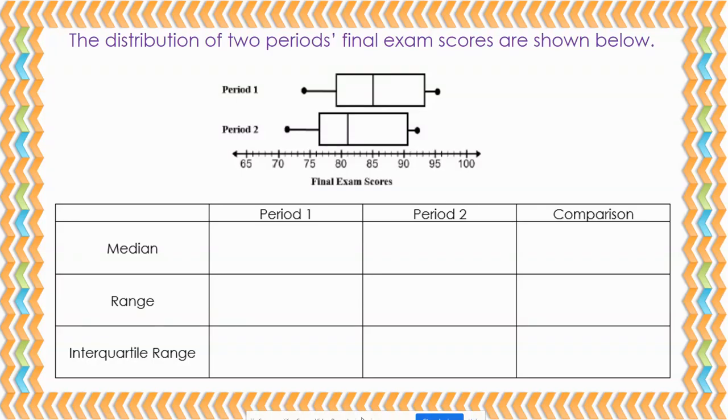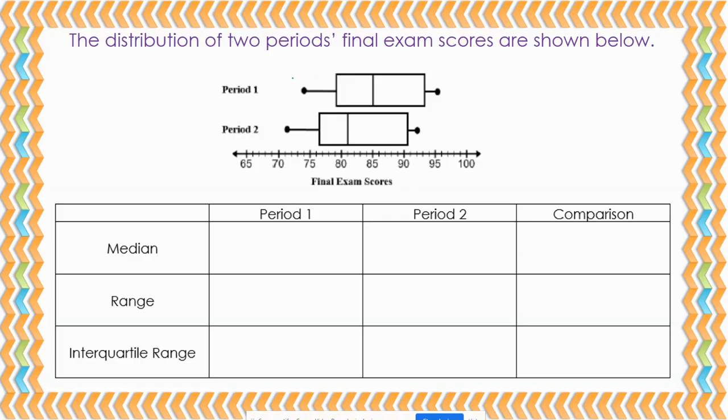We are going to compare different sets of data using box plots. The box plot on your screen shows the distribution of two periods' final exam scores. So you have class period 1 and class period 2. Before we get started, I want to remind you of the different parts of a box plot.